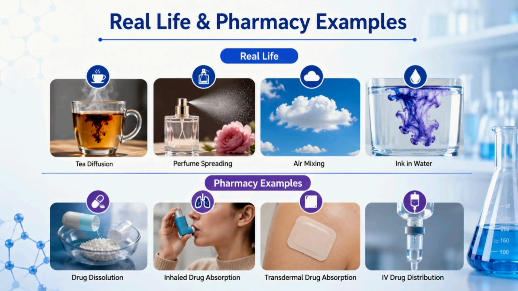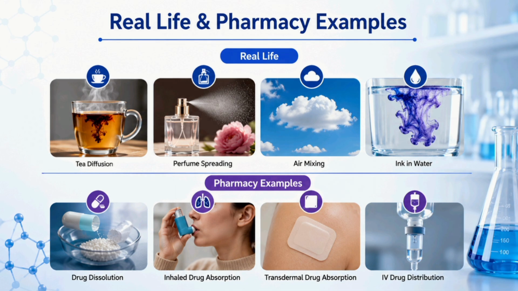Think about spraying room freshener in one corner of a room. Initially, the smell is strong near the spray area, but after some time, it spreads everywhere. Why? Because perfume molecules move from the high concentration area to the low concentration area. In pharmacy, this principle is used in extraction, dissolution, absorption, drying, and distillation.